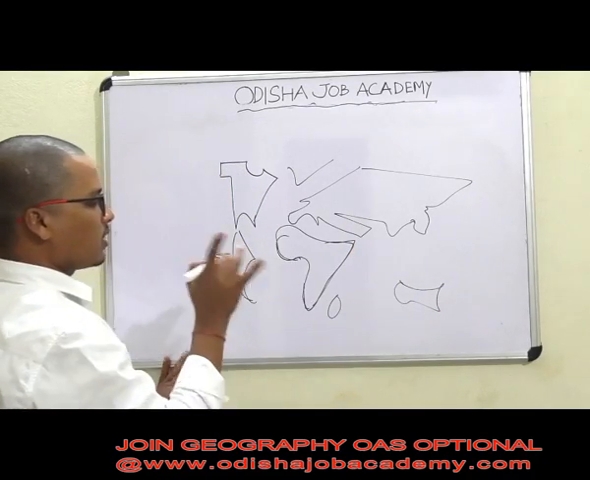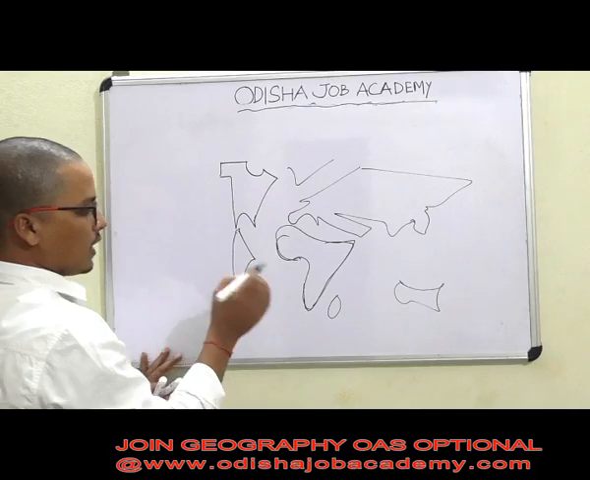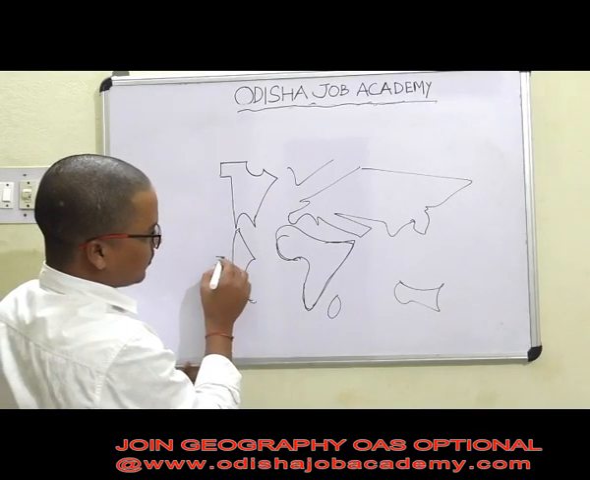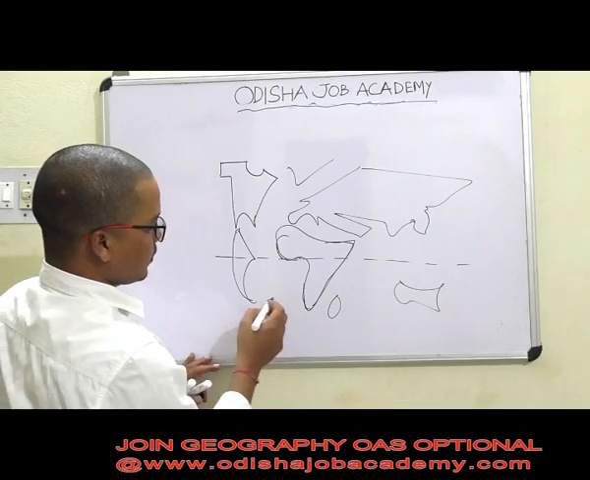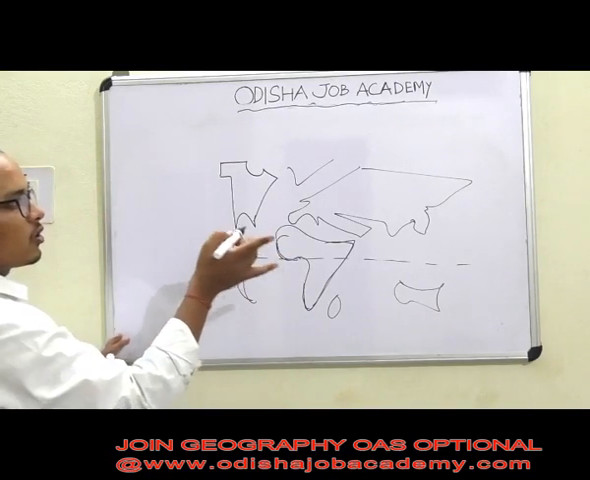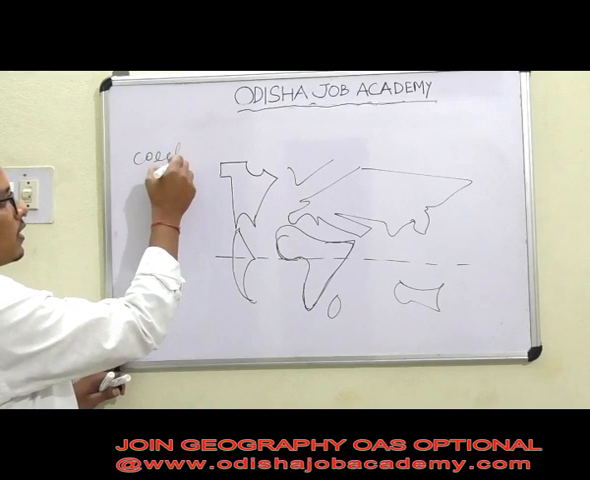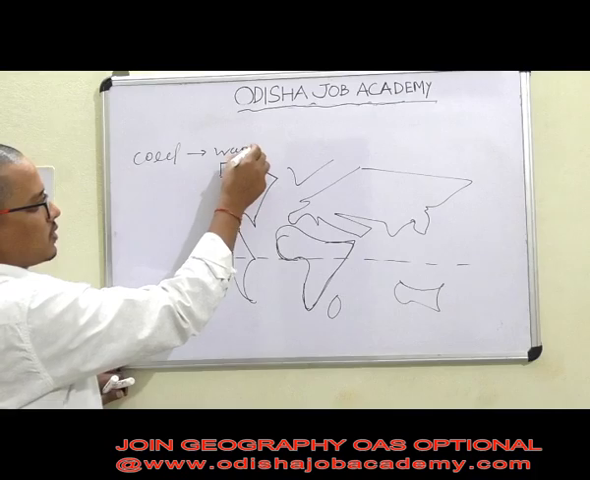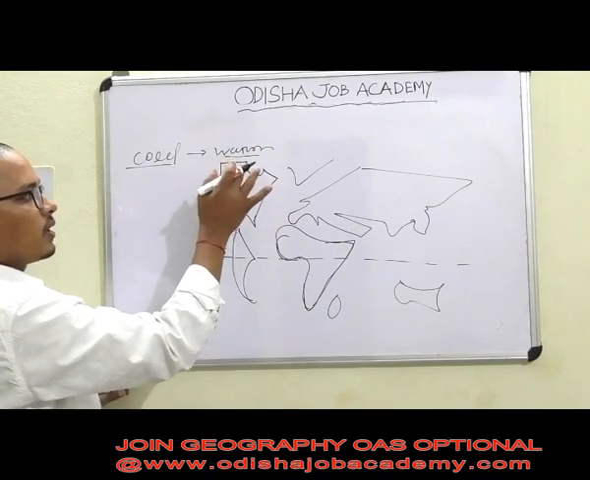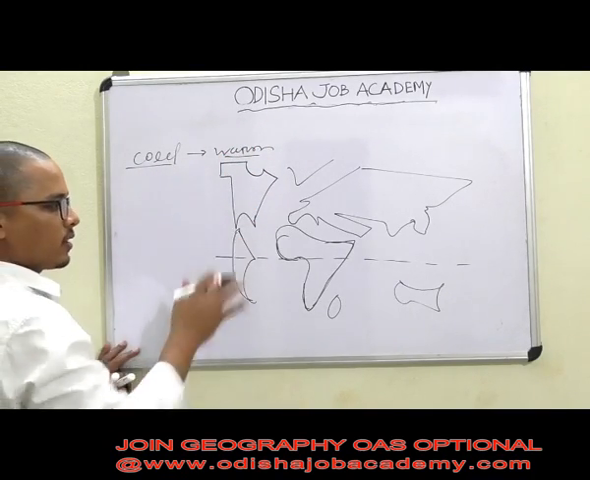Now I will discuss all the currents. First, the equator passes like this. Now I will discuss currents, which are divided into cold and warm. The two types of current, cold and warm, are based on the temperature of the water.